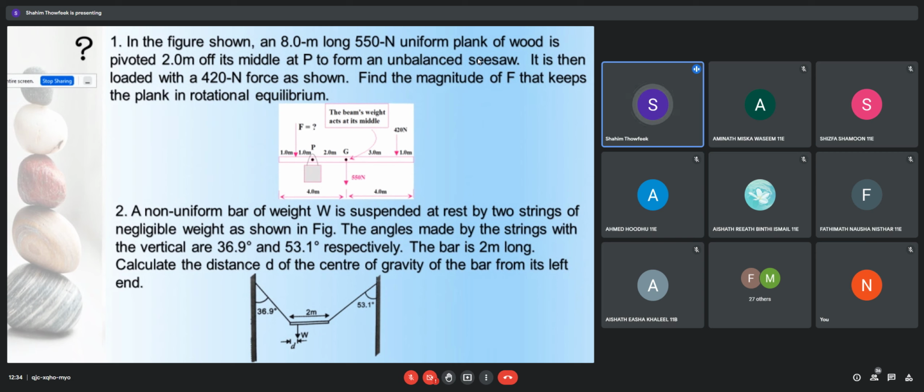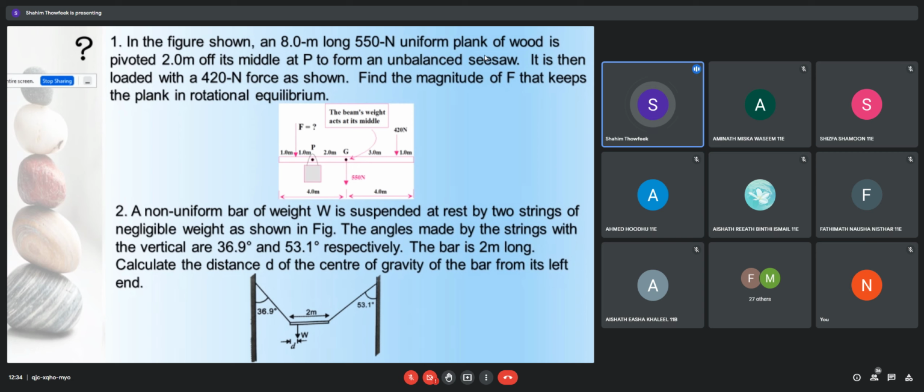There are two more questions. Please do these two questions. And yesterday I also gave you some questions. Some students sent me the answers, and I corrected those. Please try these questions.